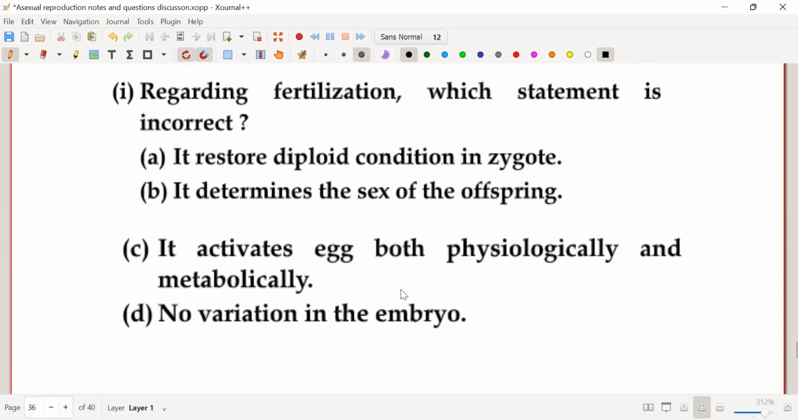Which one is incorrect? It restores diploid is true. Definitely fertilization determines the sex of the offspring. It activates egg both physiologically and metabolically. No variation in embryo is false, because every fertilization will be forming a new variation. It will be different from the parent, all right? Different from the parent. So D would be the right answer.